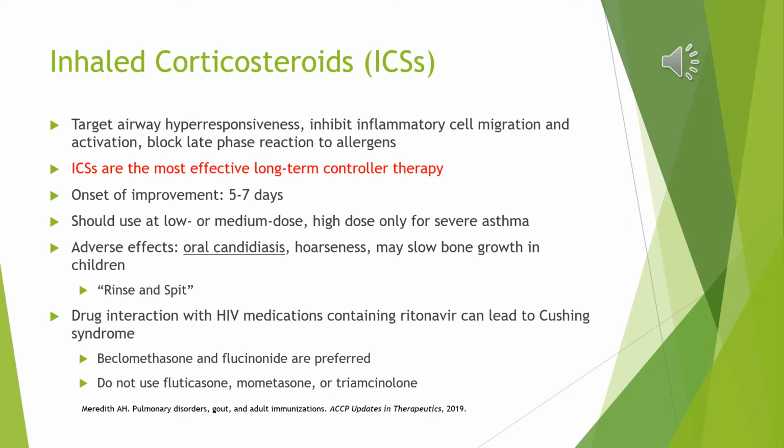The first class we'll talk about is the inhaled corticosteroid, or ICS. These agents target airway hyperresponsiveness, inhibit the inflammatory cell migration and activation, and block the late-phase reaction to allergens. The inhaled corticosteroid class is the most effective long-term controller therapy for asthma patients. The onset of improvement is usually about a week.